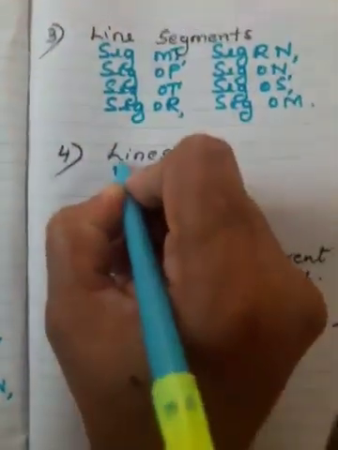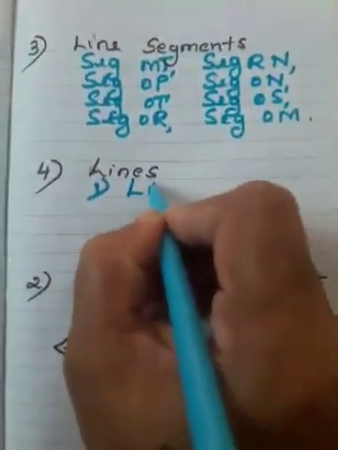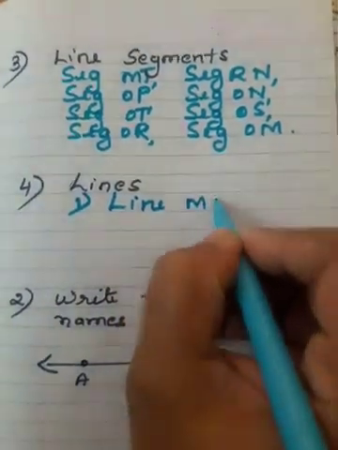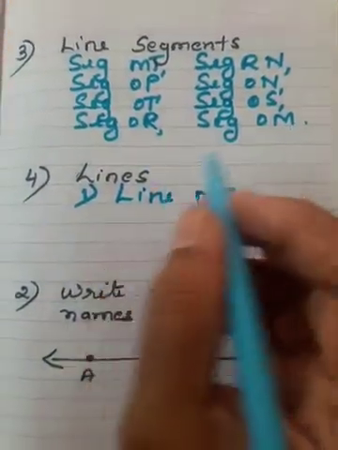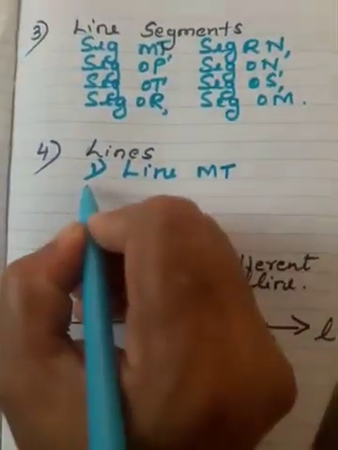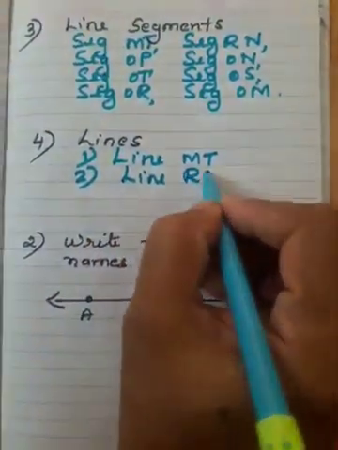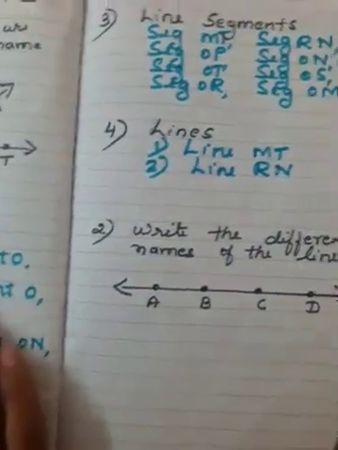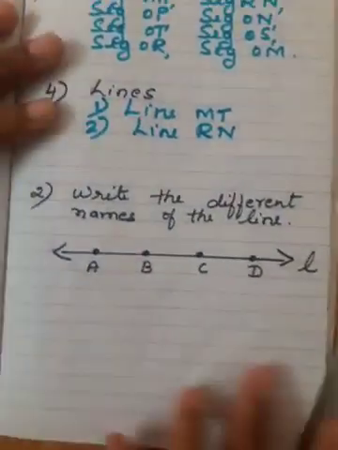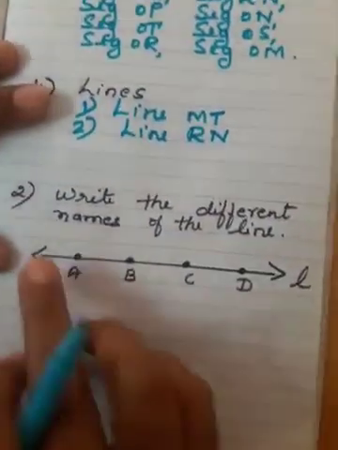So first one is line MT and second one line RN. Okay. Now let's go to second question now.